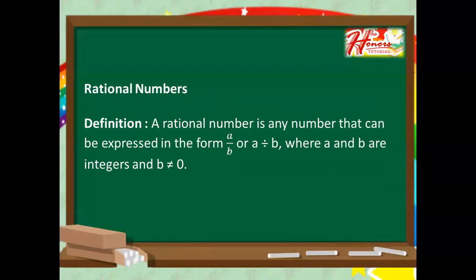Let us first have the definition of rational numbers for us to be guided here. A rational number is any number that can be expressed in the form a over b or a divided by b, where a and b are integers and b is not equal to 0.